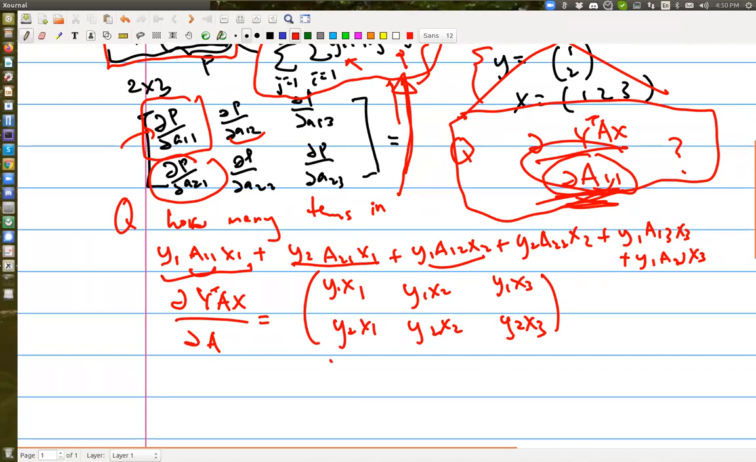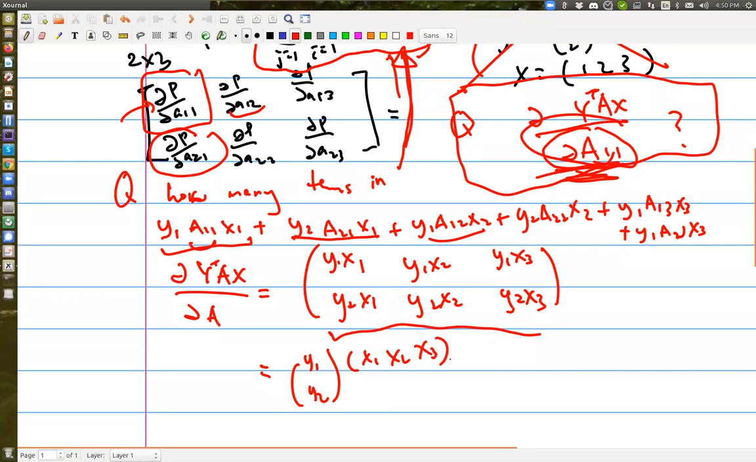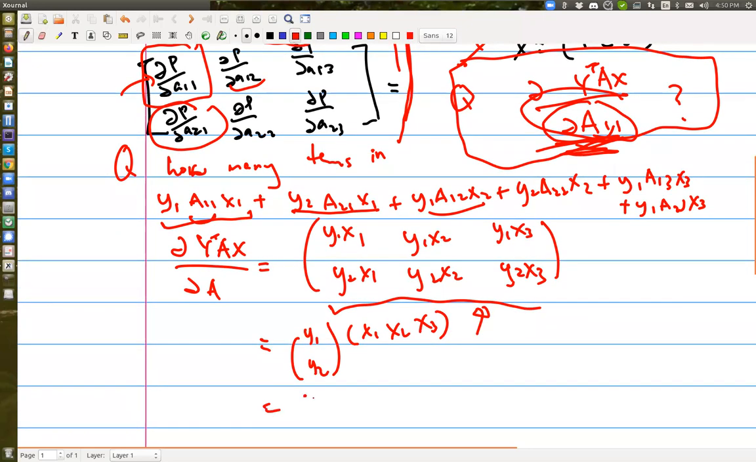But if you look at that, what is this? This is actually equal to y1, y2 multiplied by x1, x2, x3. It is a column vector multiplied by a row vector to get back this matrix. So therefore, this is actually equal to y x transpose.